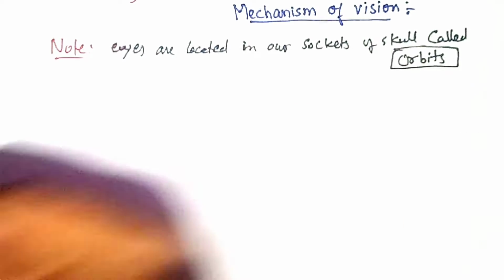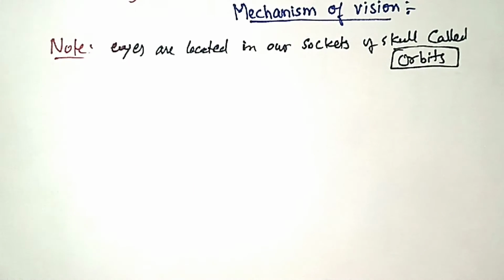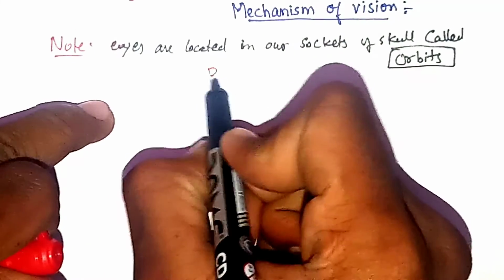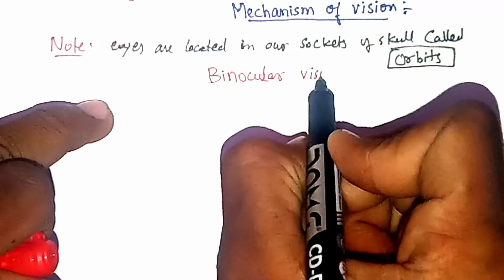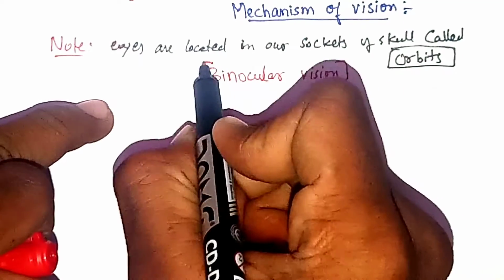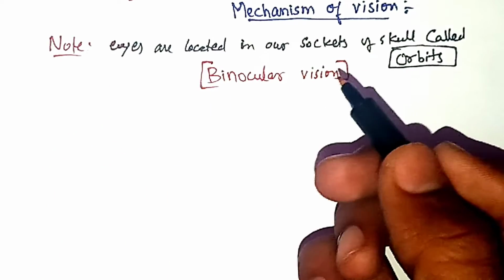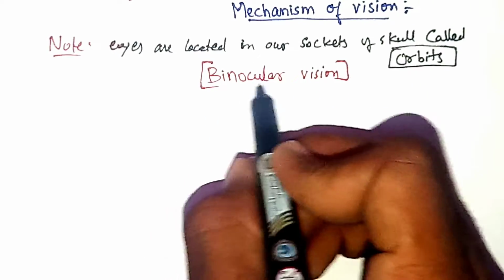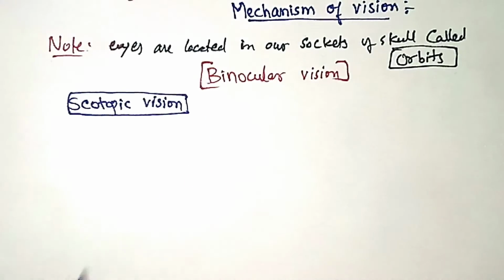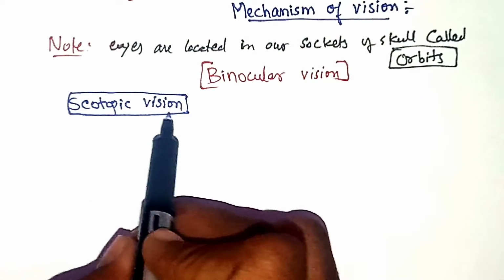You know our eyes give binocular vision. Binocular vision means we see by our two eyes. That's why we call it binocular vision. Now we will take scotopic vision in mechanism of vision.